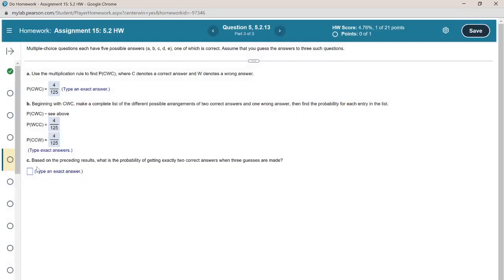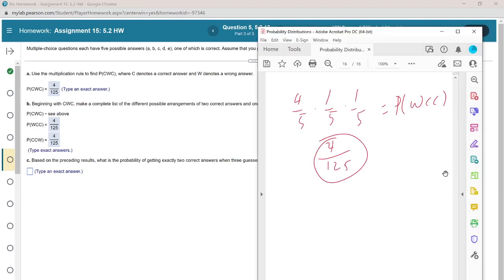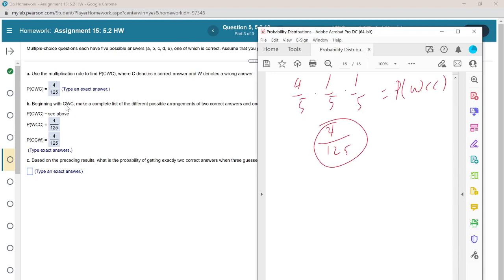Okay, based on these results, what is the probability of getting exactly 2 correct answers when 3 guesses are made? When we try to find exactly 2 correct answers, there are 3 possibilities. Either it could be correct, wrong, correct, or wrong, correct, correct, or correct, correct, wrong. These are the 3 options only for having 2 correct answers.